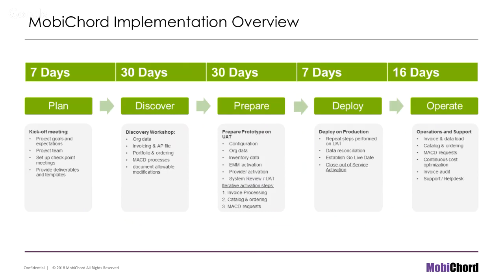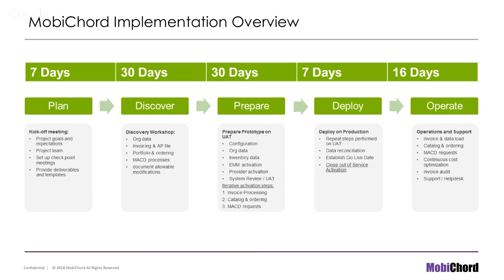The next portion of it is getting all of this information in and ingesting it in a way that we can set up our integrations. So we look at the org data, we look at their AP files, how we're going to be able to allocate costs out. We'll look at their portfolio as far as what they'd like to be able to order, their MACD processes, and whatnot.